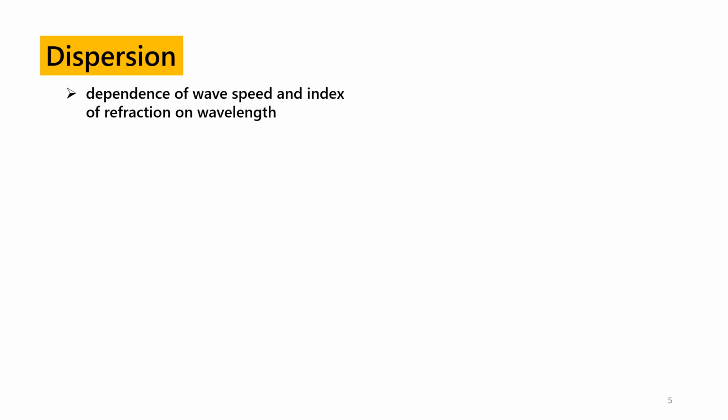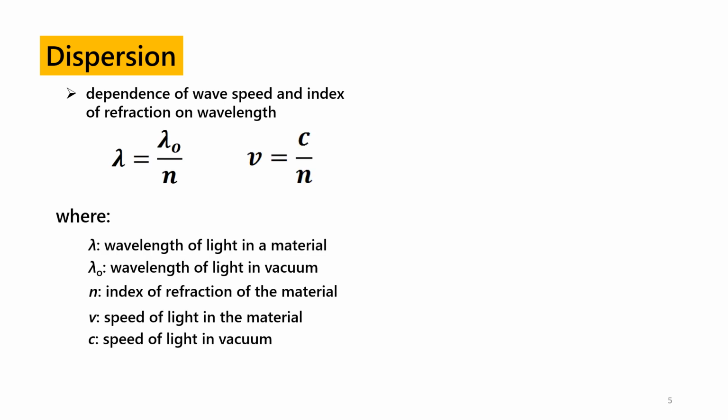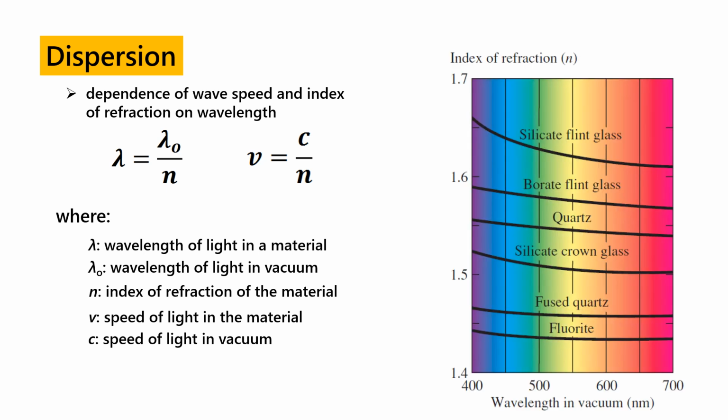While the speed of EM waves is constant in vacuum, it is not so when it travels in different mediums. We see that the wave speed and refractive index actually depend on wavelength, and this phenomenon is called dispersion. From the previous lecture, we note that wavelength and wave speed are dependent on the refractive index n. The diagram on the right is called a dispersion curve.